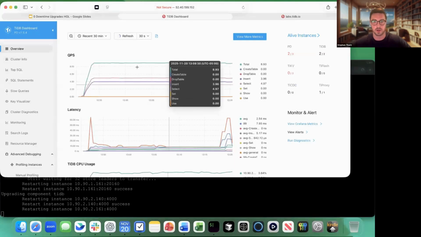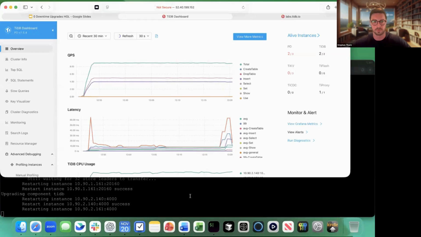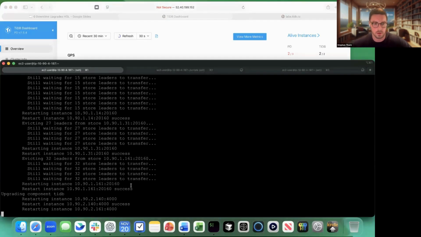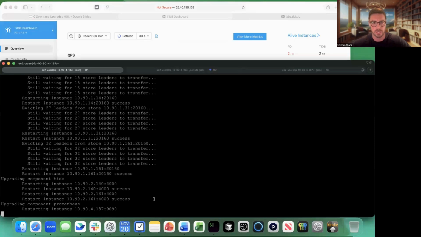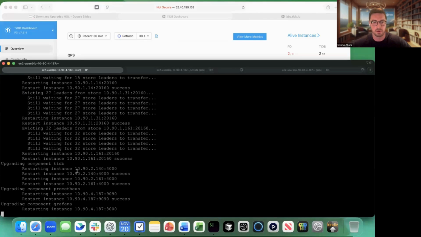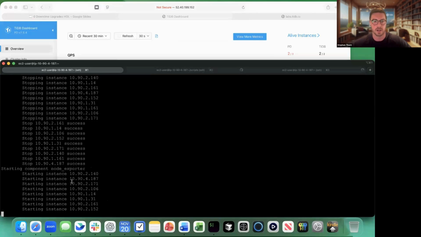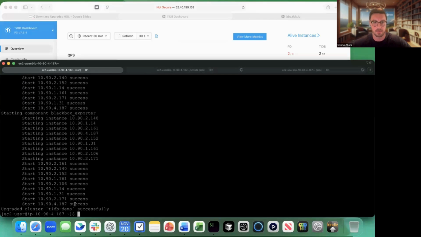And that is further supported by our monitoring tool here as well. Okay, so one TiDB node is updated. It's doing the second one here. And then we'll hit Prometheus, Grafana, and Alert Manager, and it should be done after that. So TiDB is done, Prometheus is done, Grafana, Alert Manager, and we wrapped up.